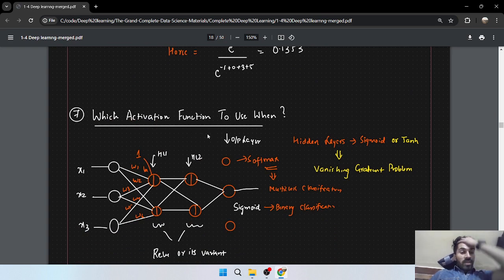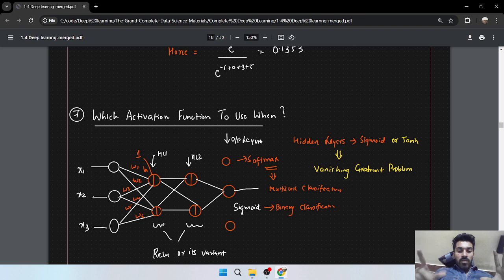Now we will learn which activation function to use when. Remember these words now. Listen very carefully. If you remember this, you will remember everything I have taught you about activation functions.